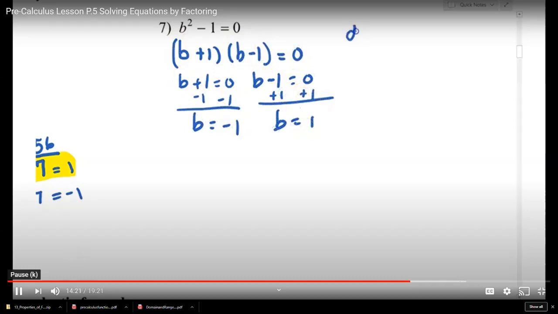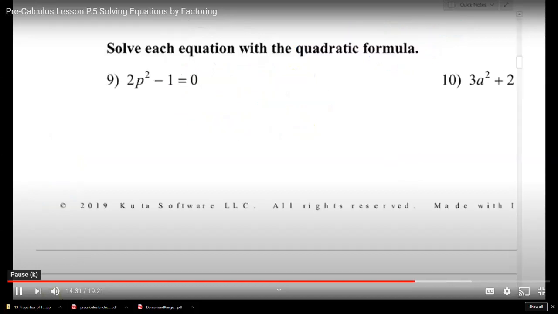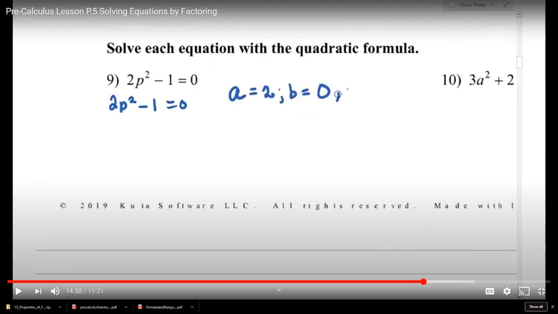This is a difference of perfect squares. If you don't remember difference of perfect squares, then I recommend Googling it, because I want you to research that. That was taught to you in Algebra 2. All right? We're going to solve each of these using the quadratic formula. I'm going to fast forward here to the actual working out part.